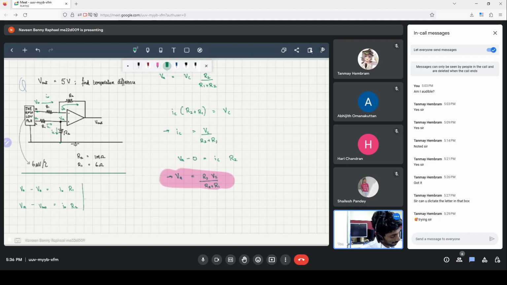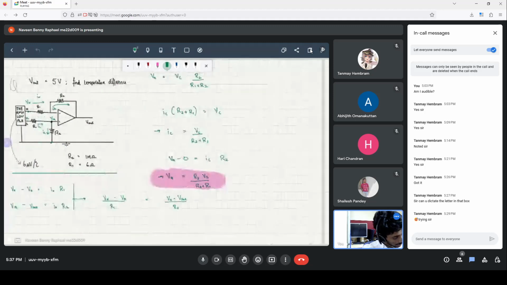Now, with a little bit of rearranging, we'll get VH minus VA by R1 is equal to IH, and this is also equal to VA minus V out by R2. Essentially, I'm solving for IH from both sides. Since we don't need to know what IH is, we can just solve for V out from this now.